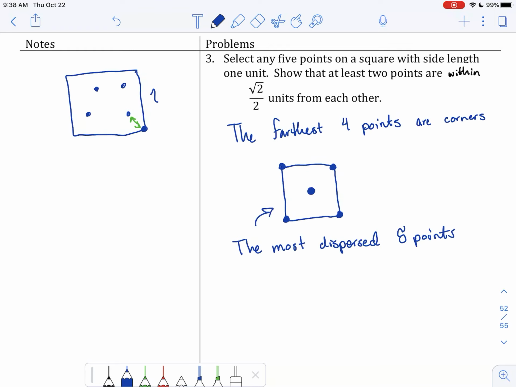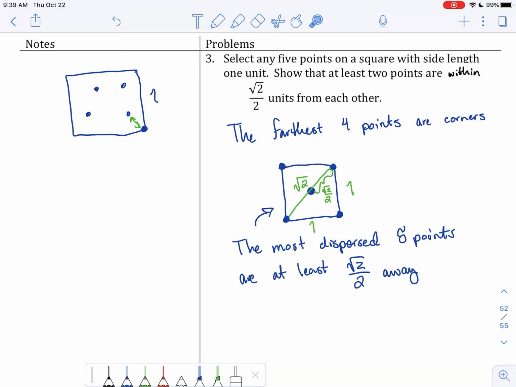Now we ask ourselves, how far away are the most dispersed points? Well, we know that this is 1, so the whole diagonal, using our Pythagorean theorem, our special right triangles, would be root 2 times 1, or just root 2. So then this is where the root 2 over 2 comes in: it's half of this distance. Right? So now we know that the most dispersed 5 points are at least root 2 over 2 away.